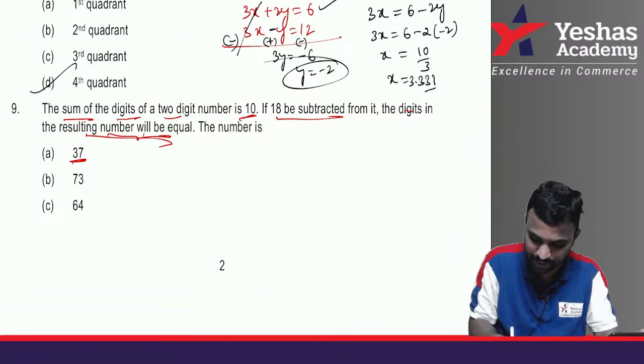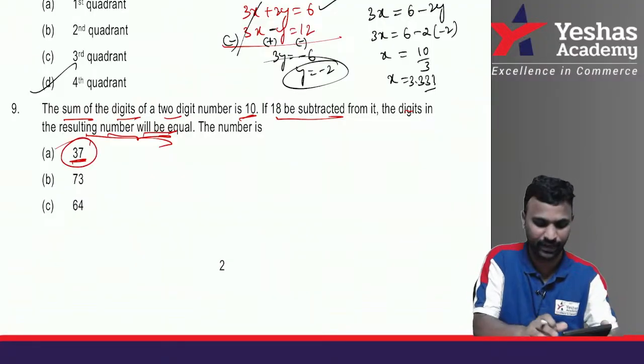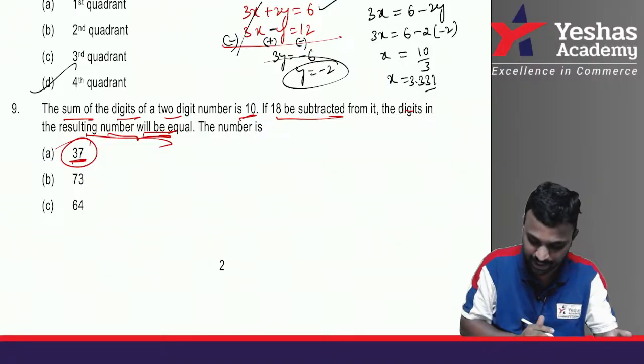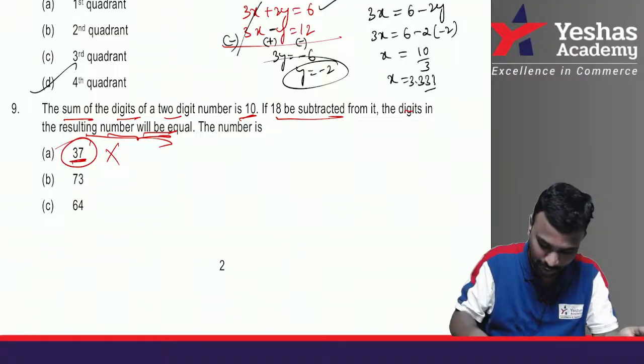So they have said it's not reversed, the digits will be equal, they have said. So if I consider 37 minus 18, if I subtract, I get 19. So are the digits equal? Definitely not. Option A cannot be the right answer.